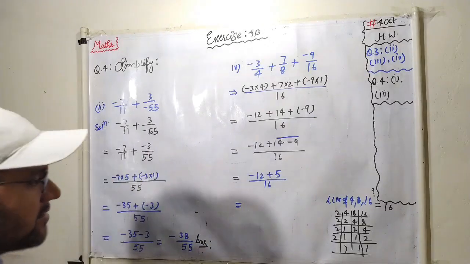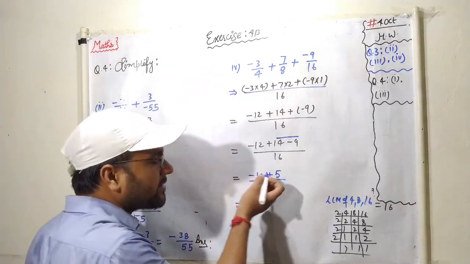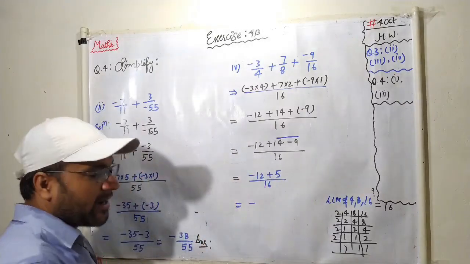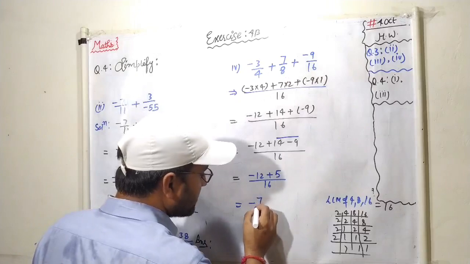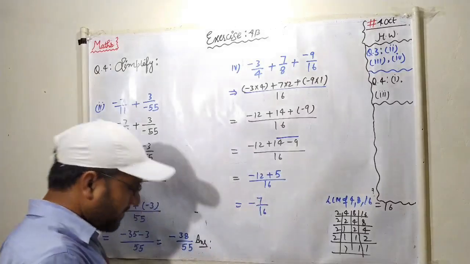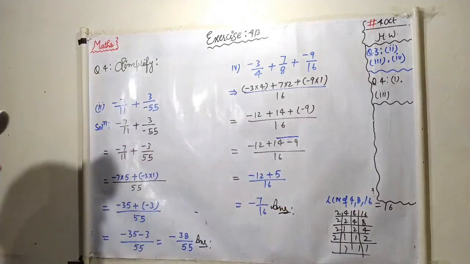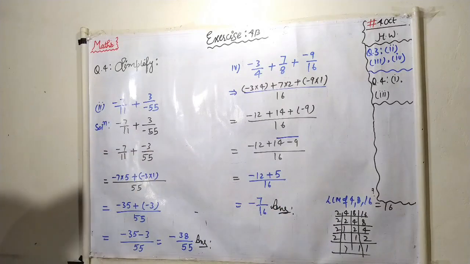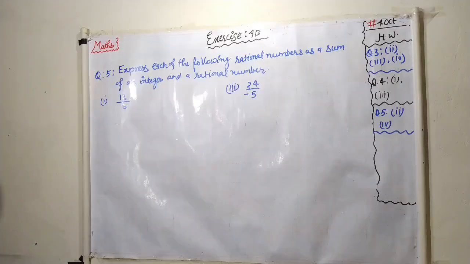So one is a positive, other is negative. Always subtract and put the sign which have a greater value. So minus is a greater, means 12 is a greater than 5. Its a sign is a minus. So minus 12 minus 5, what you will get? 7. So 7 upon 16. That is your answer for question number 4th. Okay, so first and third you will try with yourself, and question number 2nd and 4th is.